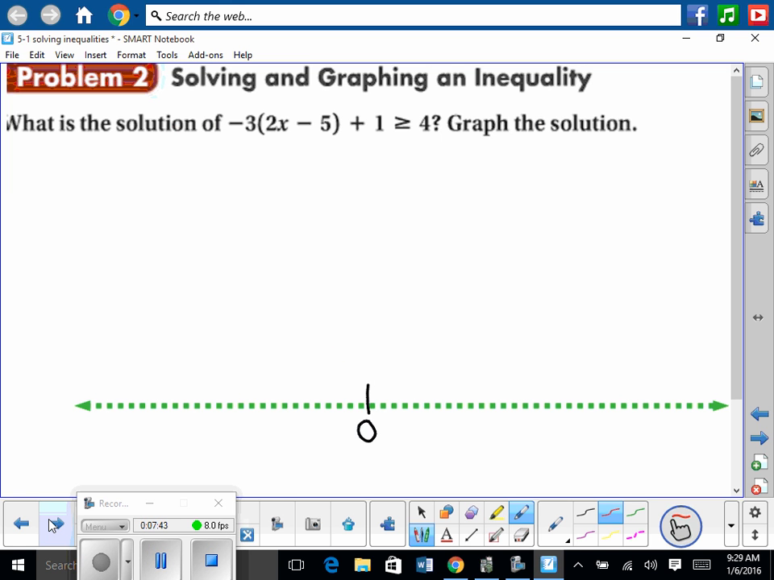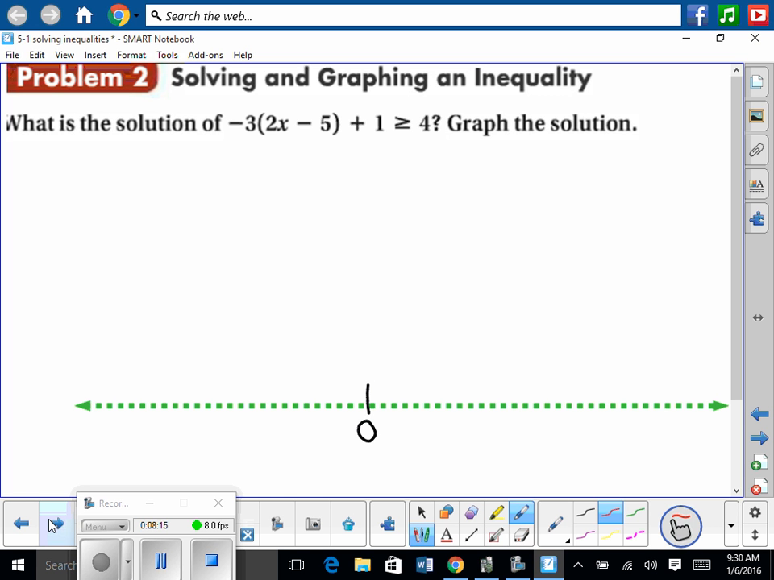So here we go. A little bit more advanced problem here. It says, what is the solution of negative 3 times (2x minus 5) plus 1 is greater than or equal to 4? We're going to graph the solution. Remember, we're finding the x values which make this statement true. So we're just going to go through and algebraically, piece by piece, solve for x. So looking at this, guys, just treat it like an equal sign for right now, but don't forget if we divide by a negative, we flip the sign. So there are many different ways to solve equations. It's just a preference here.